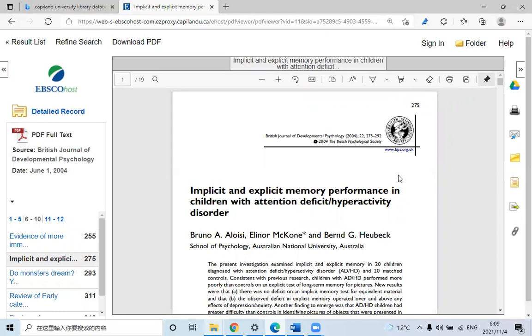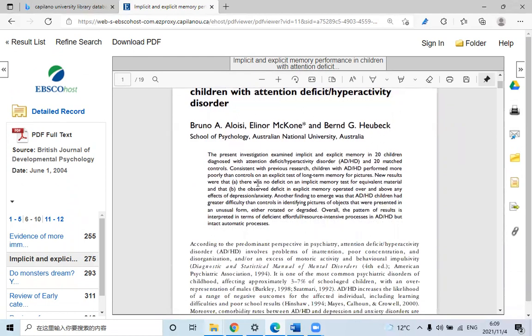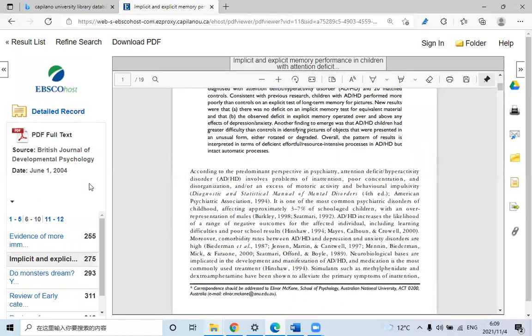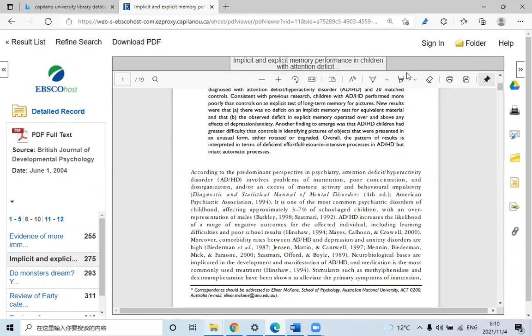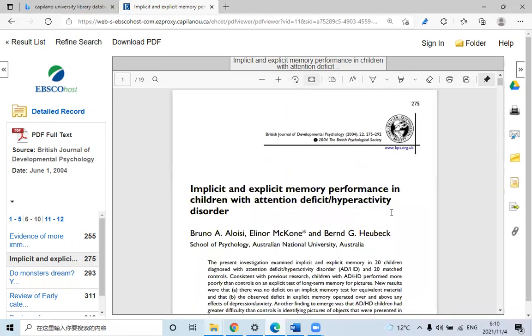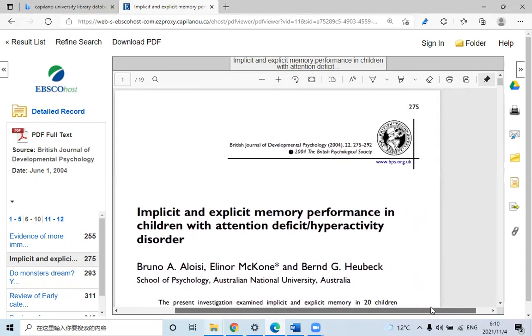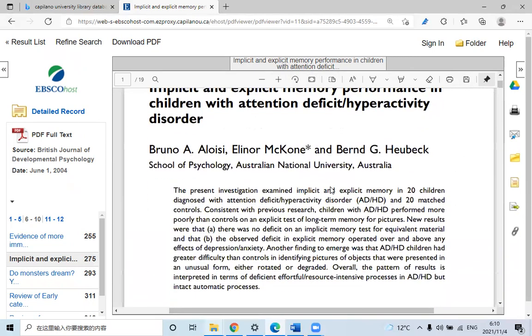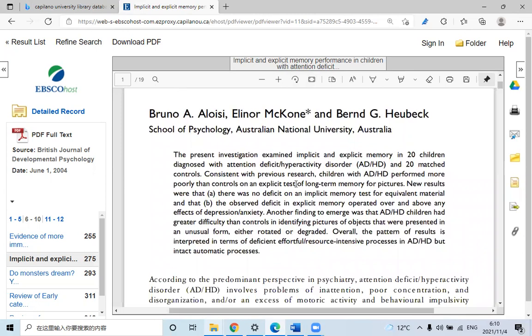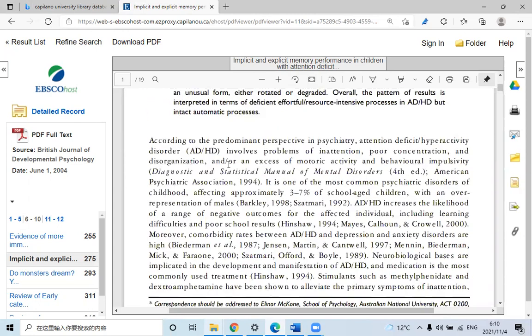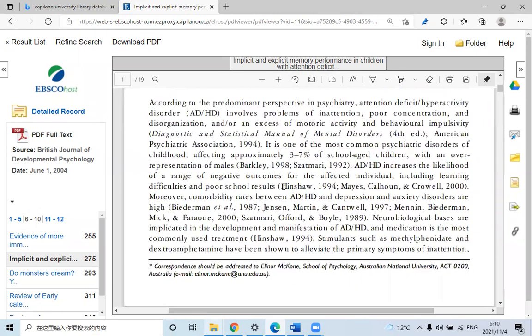This article seems to be quite useful. It tells you about how they measured implicit and explicit memory. And they are trying to differentiate implicit memory from explicit memory. See if you can enlarge it. The next step is that you want to look at the full article and see if you can understand the methodology and the results. Yeah, we already read an abstract. Let's look at the full article.